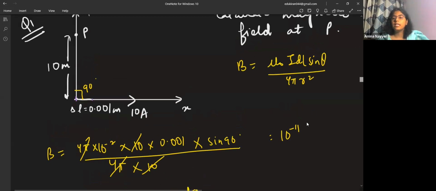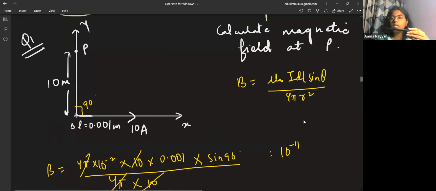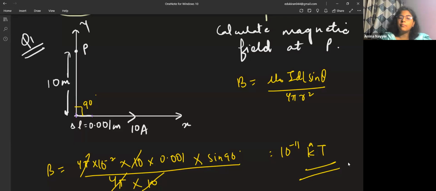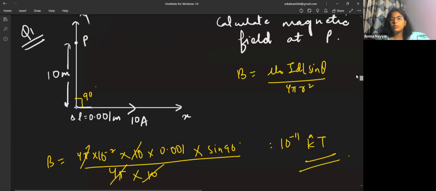Now look, current is along the positive x-axis. Fine. Point P is on the y-axis. Curl the fingers along the y-axis. Thumb is pointing outwards. That is towards the positive z-axis, k cap Tesla. This is how we have to write up the final answer. Note down the cross product part quickly, all those who need to write, and then this question.